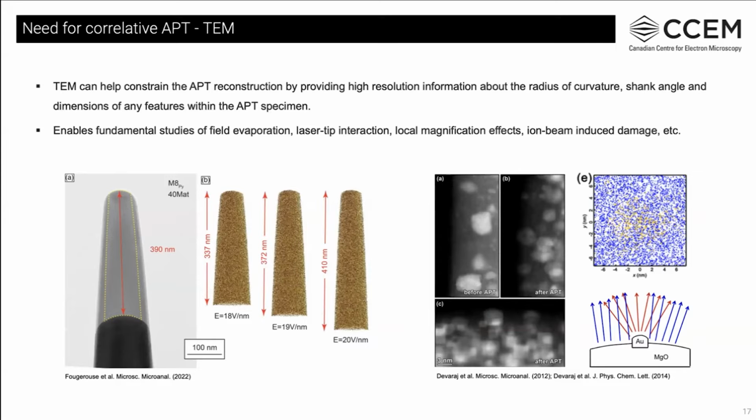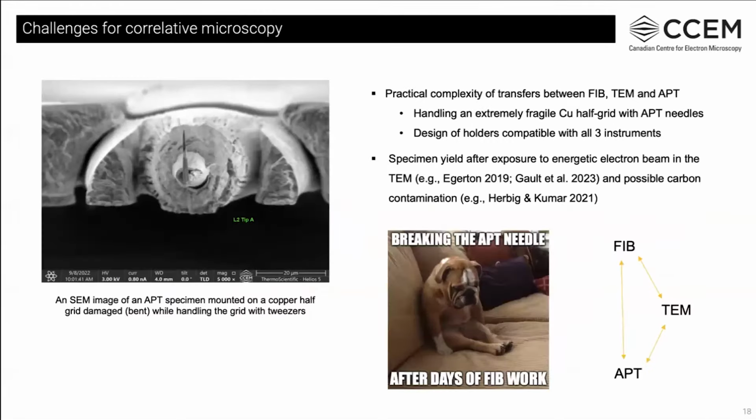So it can be seen by these examples that having this correlative work only aids in the interpretation of the data. However, it doesn't come without its challenges. For example, we have to take into consideration the complexity of transferring the sample between the FIB, the TEM, and the atom probe, which requires careful handling of our extremely fragile tips, usually placed on our sharpened half grid.